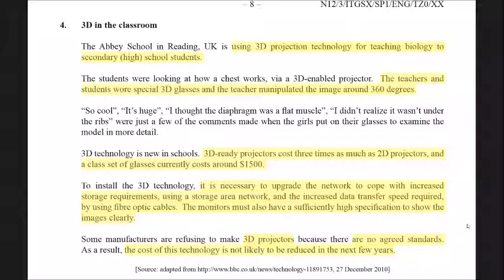3D ready projectors, however, are much more expensive, 3 times more expensive than 2D projectors, and require also a set of glasses that currently cost around $1,500. It is also necessary to upgrade the network, meeting the storage requirement through a storage area network that also needs to be supported with enough data transfer speed, through the use of fiber optic cables. And also monitors need to have enough resolution to show the image clearly. The cost of this technology won't change in the next few years.